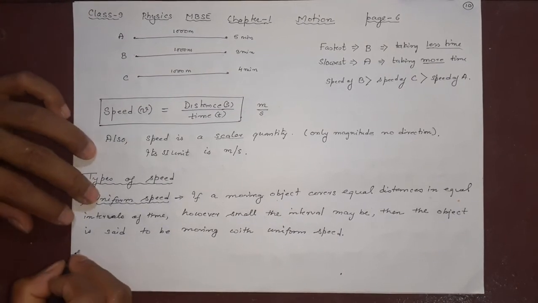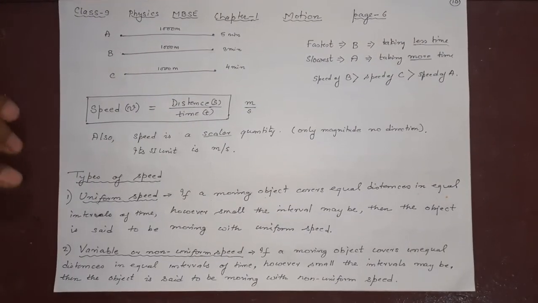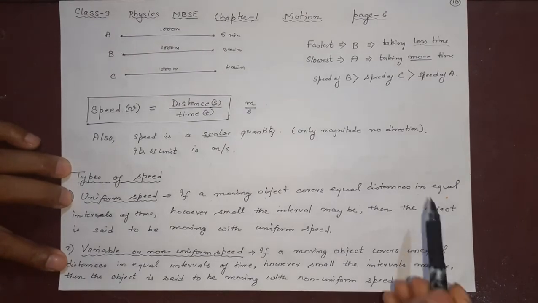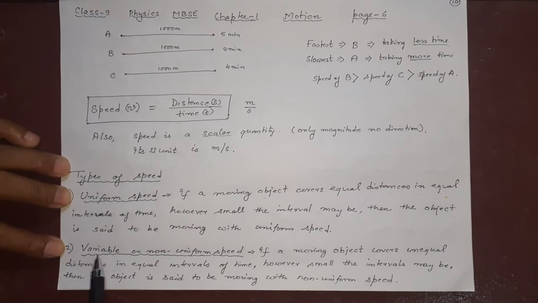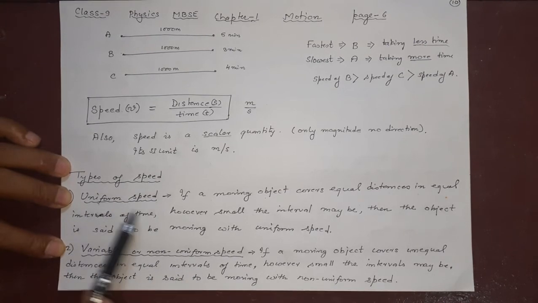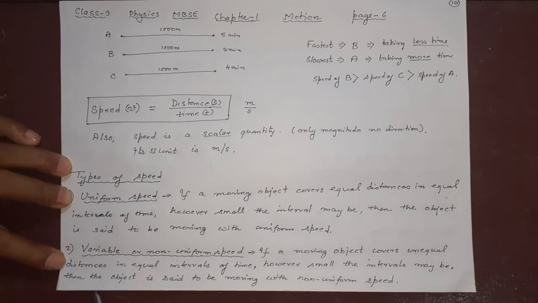Another type of speed, number 2, is variable. Vary means change, so variable means something which can change, or also called non-uniform. You remember, uniform speed is where the distance and the time are the same. Non-uniform is the opposite. If a moving object covers unequal distances in equal intervals of time, however small, then the object is said to be moving with non-uniform speed.